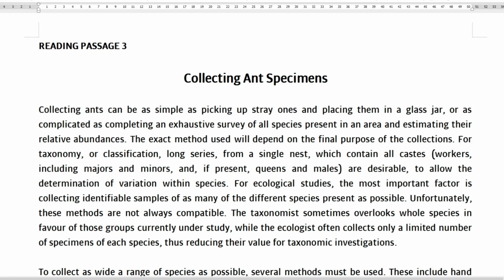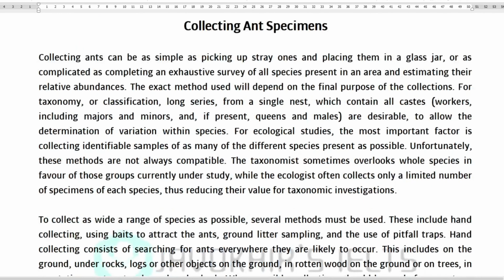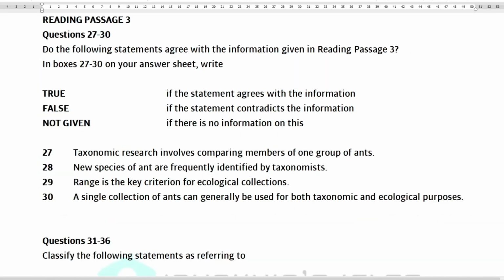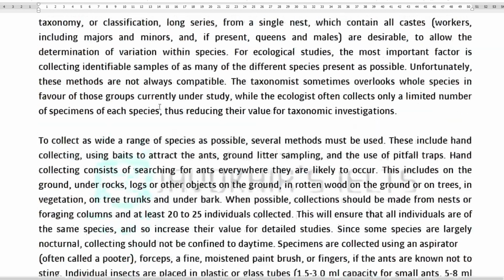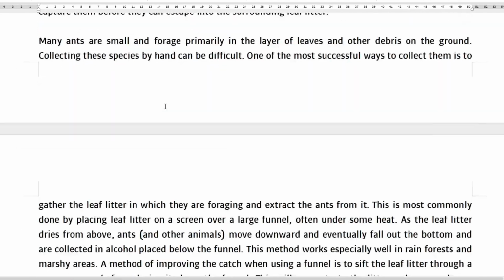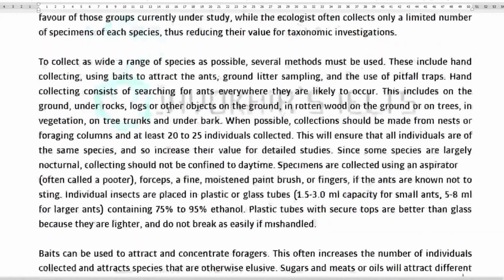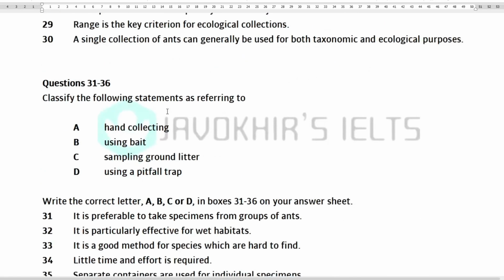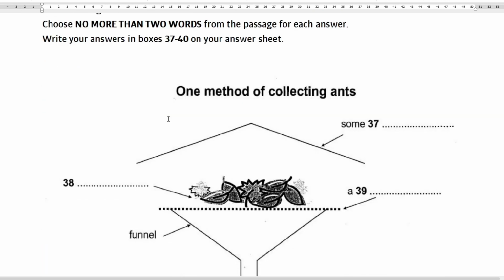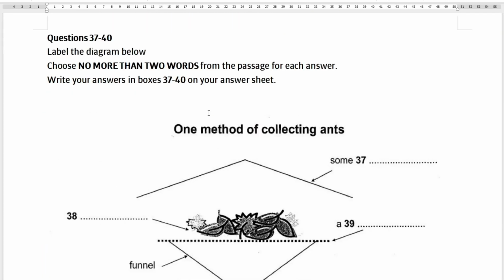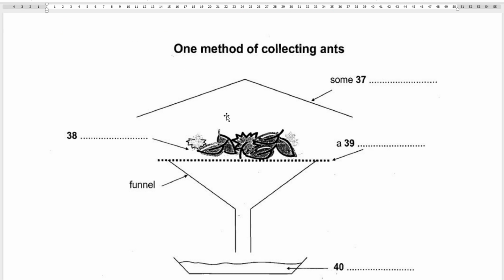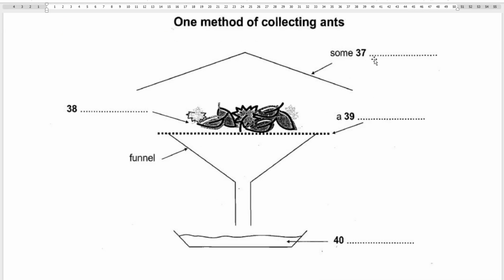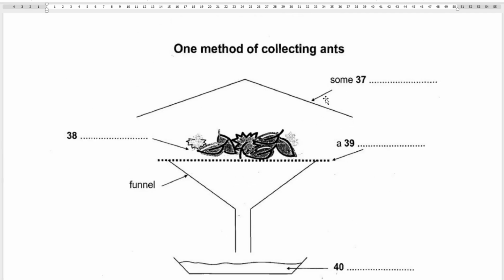Collecting specimens. Once again, we don't have letters assigned to the paragraphs. What we have is just a plain text passage that contains abstract text. Pretty much that's what I believe. The first type of questions is true, false, not given, along with classification, and last but not least, some sort of diagram labeling. Although we're not capable of writing that on top, we're just gonna give this a number and start writing.